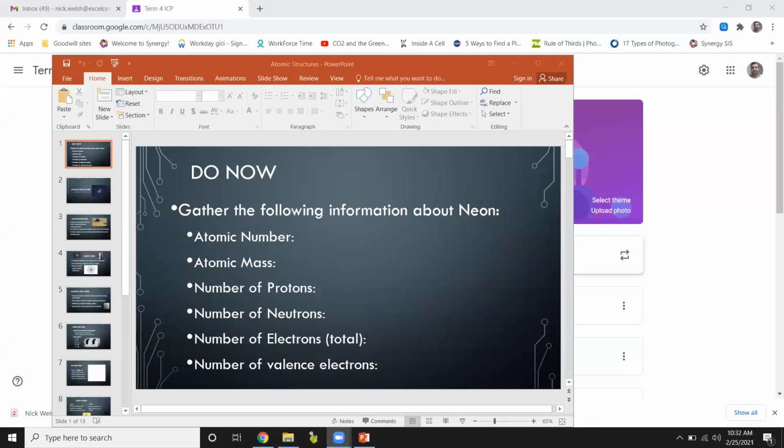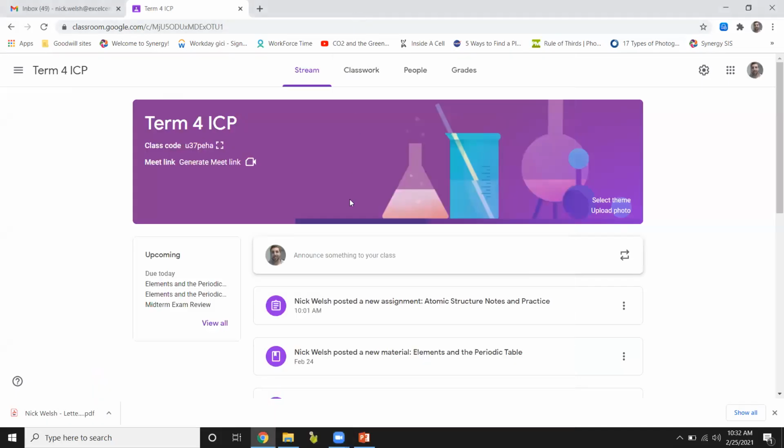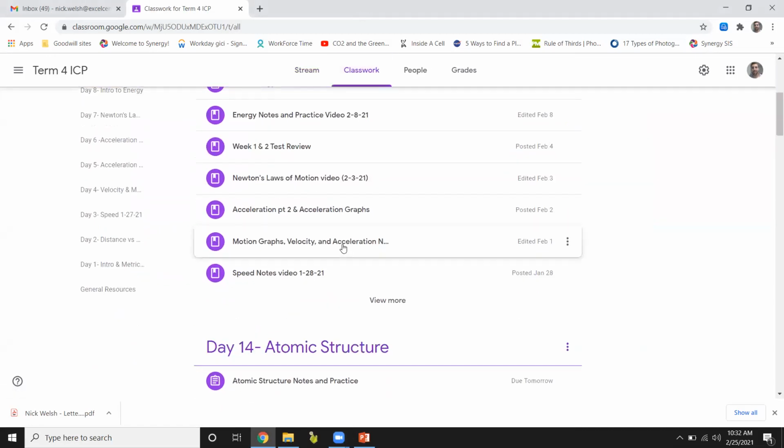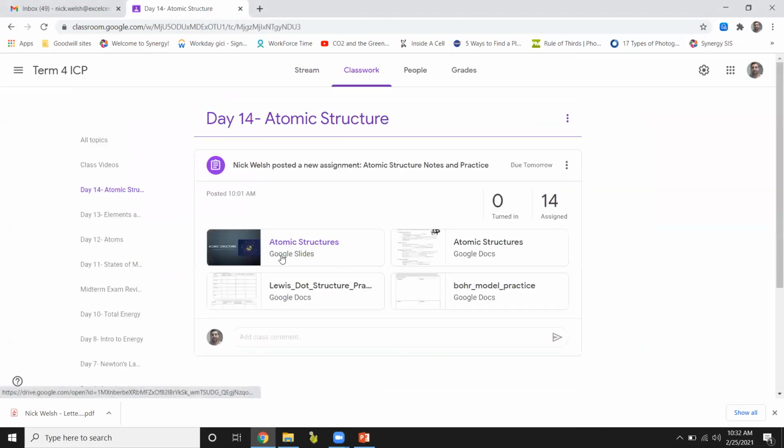We are working today. Okay, let me go ahead and share my screen. Okay, we're going to be working today out of ICP, day 14, atomic structure. So here we have the Google Slides, the fill in the blank notes, and then we have two little practices that we're going to be working on. I will tell you up front, especially for the Bohr model practice, you're going to need a piece of scrap paper, or a separate sheet of paper, because there's not an easy way to do these on the computer.